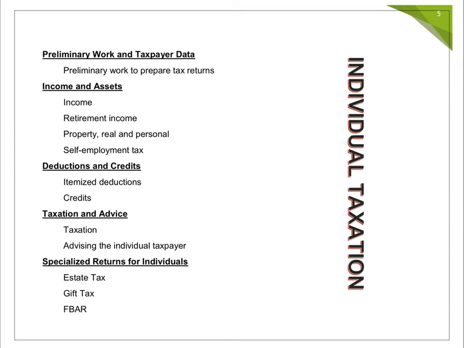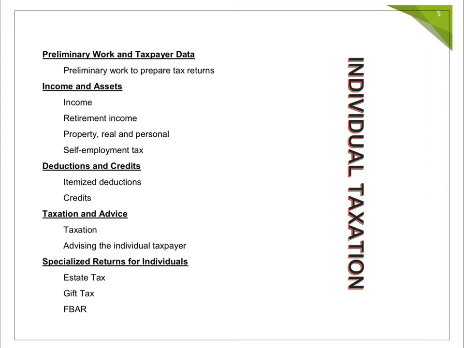The second heading is income and assets. It talks about income, the retirement income, like your pension, when and how it is taxable. And the third one is property, real and personal, and self-employment tax, which is most important. And next is deductions and credits. It talks about itemized deductions, standard deductions, exemptions, etc. And credits, it talks about earned income tax credit, child tax credit, American Opportunity Credit, and other education credits.